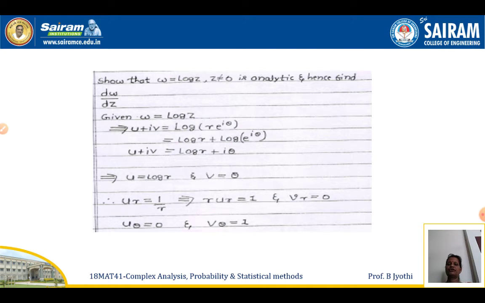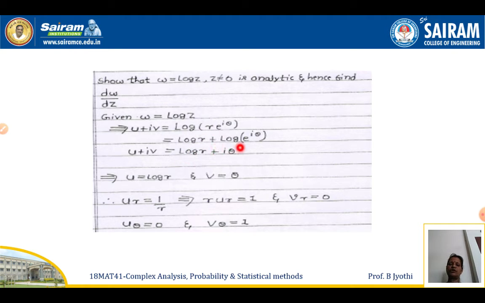Next problem, show that w is equal to log z, where z not equal to 0, is analytic, and hence find dw by dz. Given w equals log z, where w is replaced with u plus iv is equal to log of z. Here we cannot take it as x plus iy. When we take it as x plus iy for the z, the log of x plus iy cannot be split further. Therefore, we are taking it as log of r e power i theta. This is an example for a polar form. So, log of ab can be written as log a plus log b by using that form.